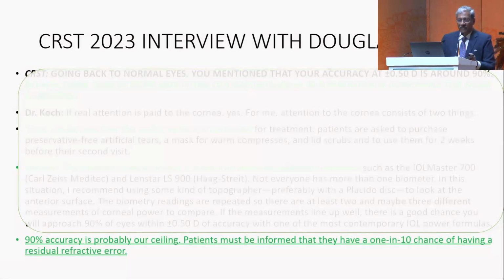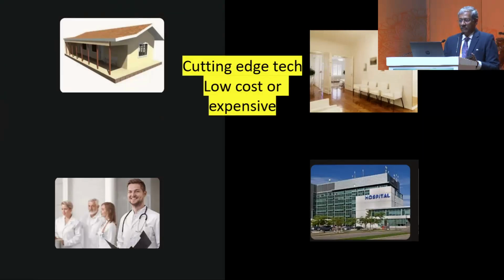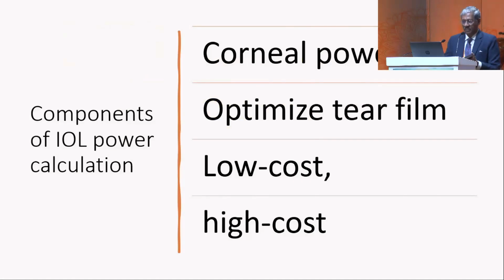In a 2023 CRST interview, Professor Doug Koch said that 90% accuracy is probably our ceiling, and patients must be informed that they have a 1 in 10 chance of having a residual refractive error. The technology that we use can be high-tech, but should be appropriate if you're working in a small rural center, or in a large corporate hospital with a lot of funding. We can choose to have high-tech options that are low cost or expensive.